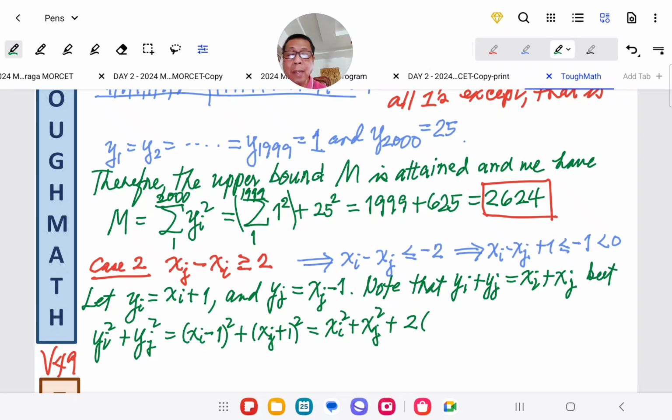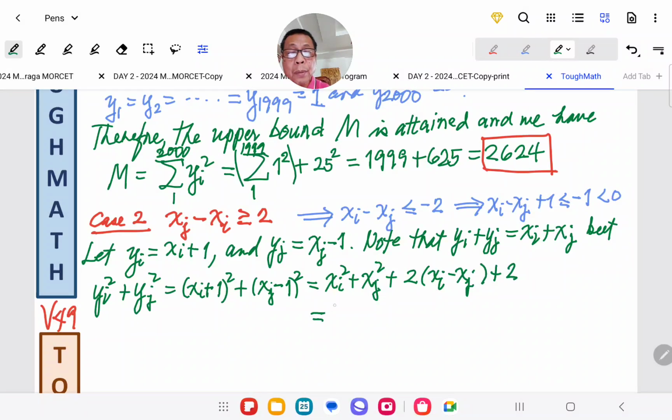Sorry, it's the other way around. This one is plus 1 and the other one is minus 1. Okay, so this is minus 1. So therefore, we have 2 x sub i minus x sub j plus 2, which is equivalent to x sub i squared plus x sub j squared plus 2 times x sub i minus x sub j plus 1.